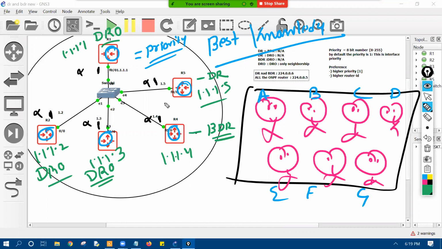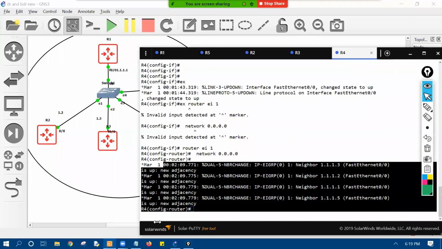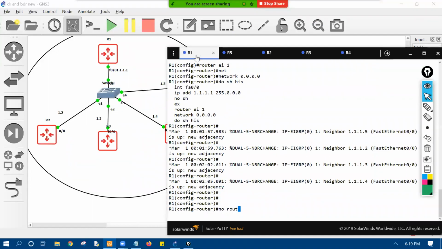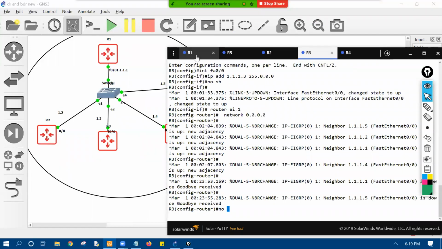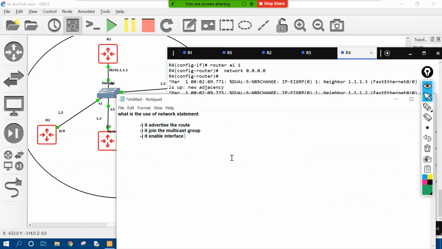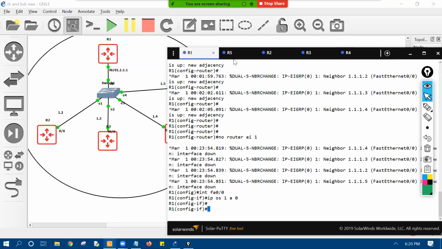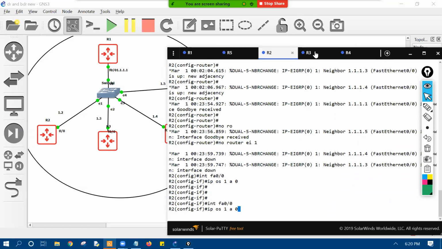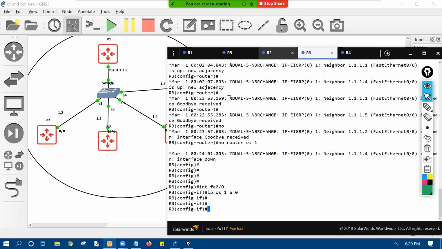Let's see this type of practical till this point, then we'll go into more detail. So let's do one thing. I have CLI access right now, and I can remove the EIGRP from there. No ip eigrp 1. Wait for some time.